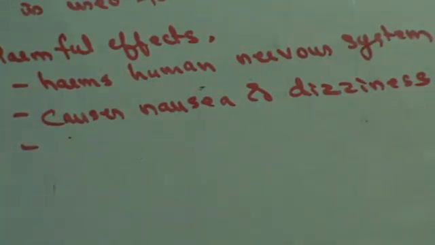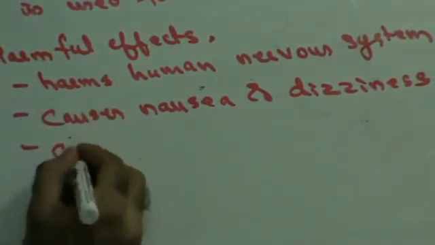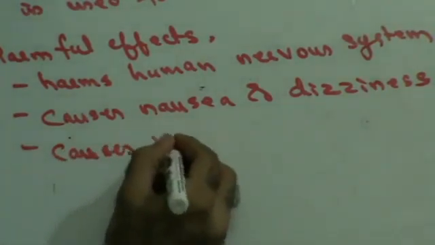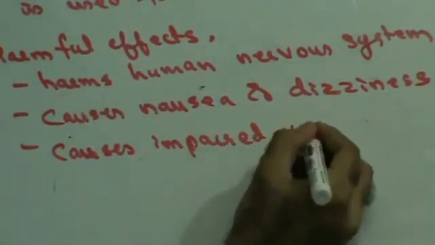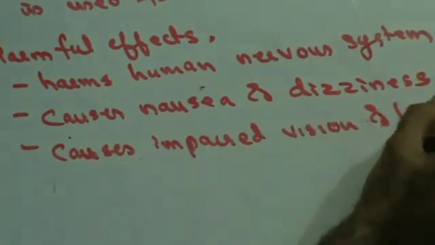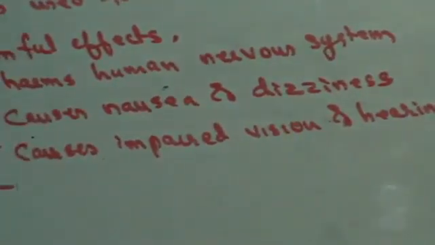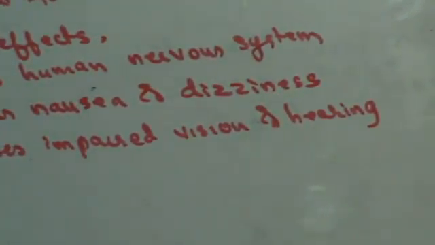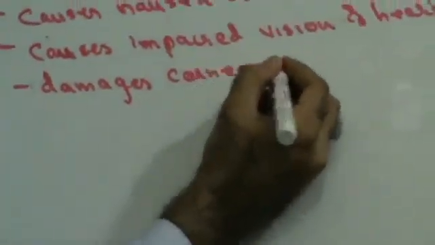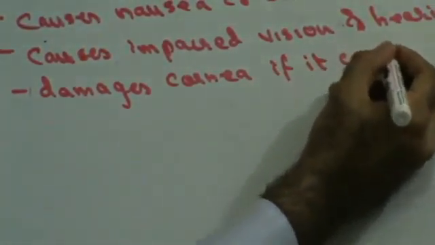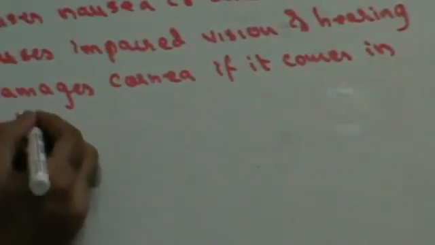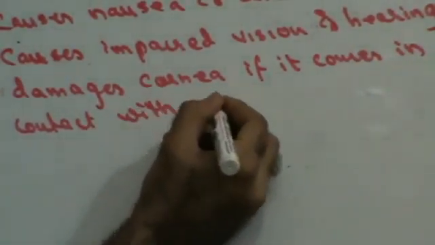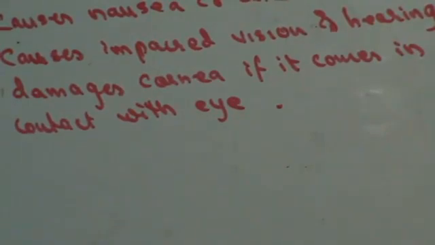Then it causes impaired vision and hearing. Then it can damage the cornea if it comes in contact with the eye. Those are the harmful effects of dichloromethane. Next, let's see trichloromethane.